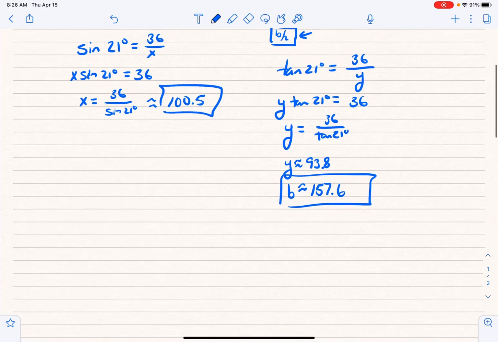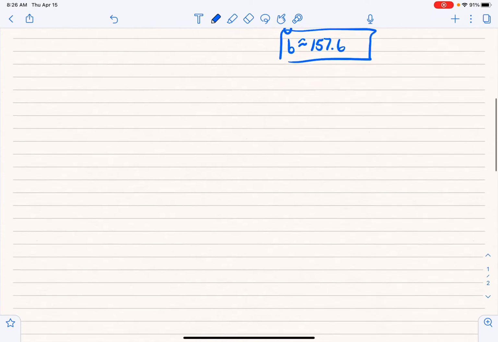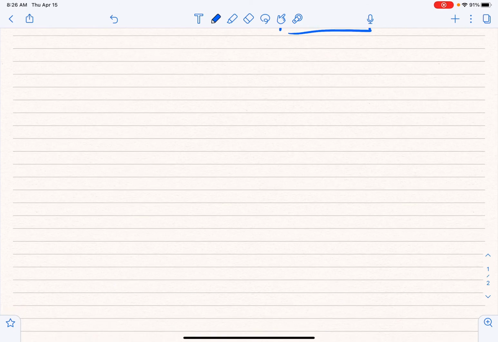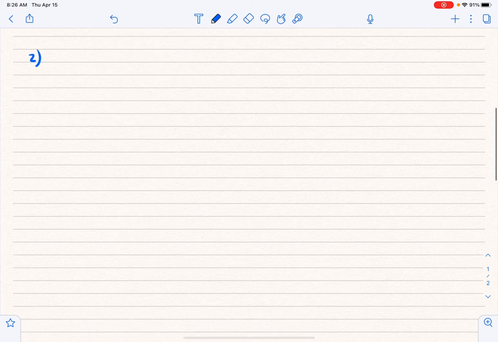All right, on number 2, it says we've got two people, Anna and Elizabeth, standing on opposite sides of a flagpole. We've seen this problem plenty of times, so hopefully we feel pretty good about it. We've got a flagpole, okay, and we know the height of the flag. In this case, it's 125 feet.